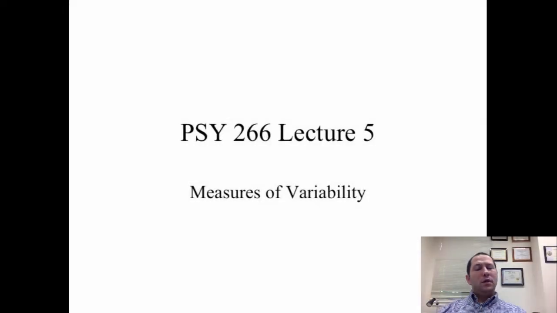Okay, so for those of you who missed the lecture, I think it's really good that we're having this opportunity to go over things now. Lecture 5 was on measures of variability. As we mentioned, descriptive statistics come in two forms: measures of central tendency and measures of variability. Measures of central tendency look at how scores come together. Measures of variability look at how scores spread apart.